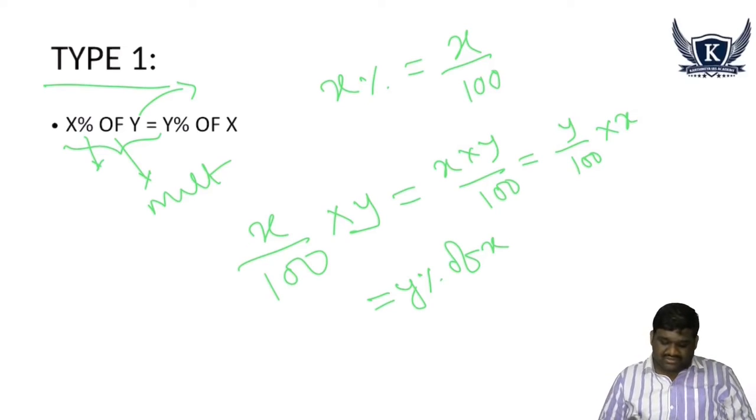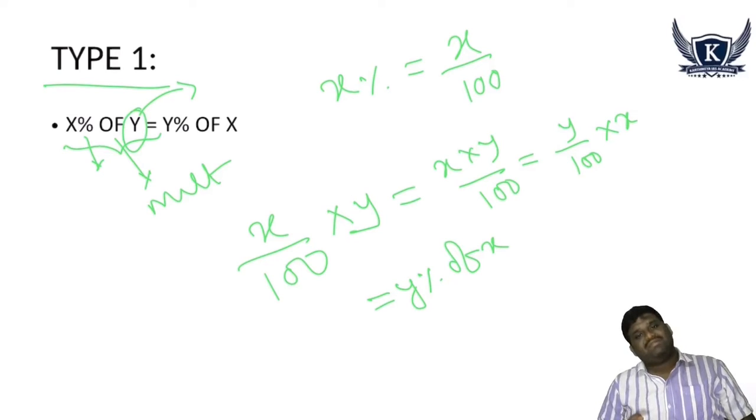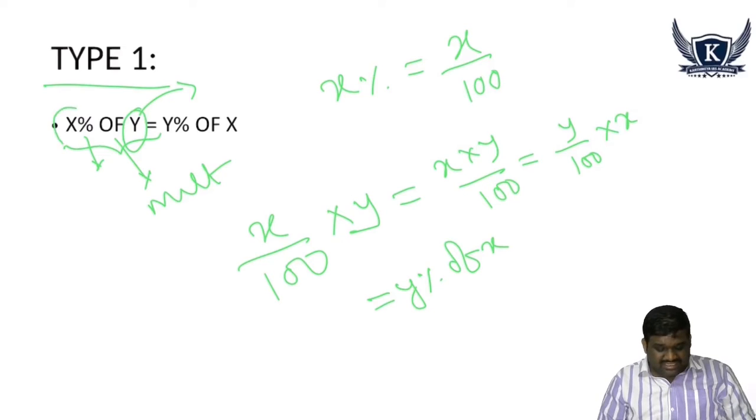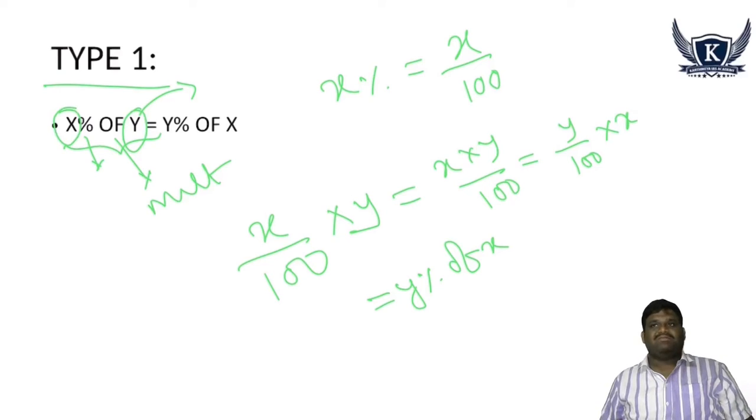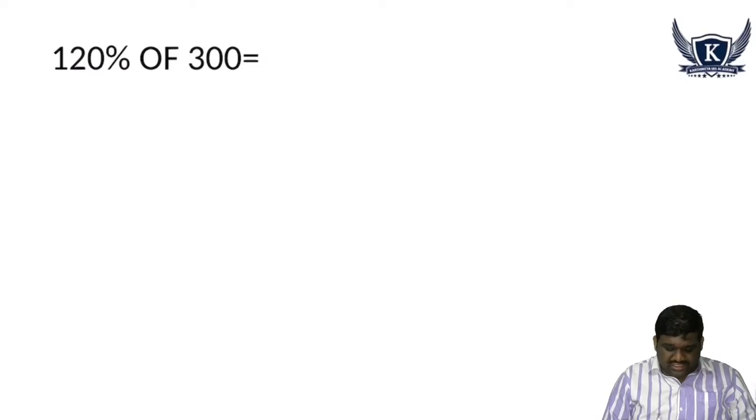So in some of the questions, y can be calculated easily, so it can be treated as a percentage. In some of the questions, x can be calculated easily, so it can be treated as percent. Let us solve some questions based on it. 120% of 300. So originally it can be treated as 120 into 300 by 100.